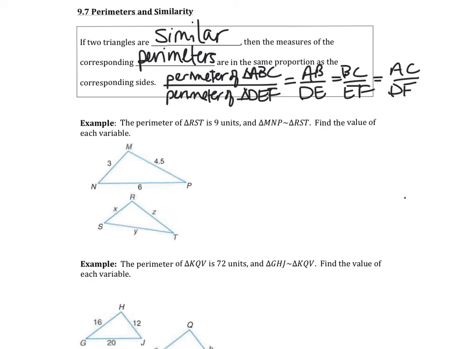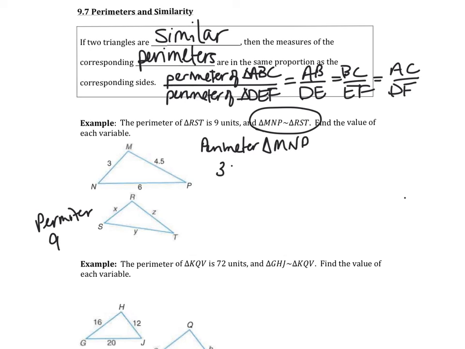All right, first example here. The perimeter of triangle RST, so the perimeter of this smaller triangle is 9, and I know that the triangles are similar. Find the values of each variable. So the first thing I need to do is find the perimeter of triangle MNP. So that's going to be 3 plus 4.5 plus 6. So that perimeter is 13.5.